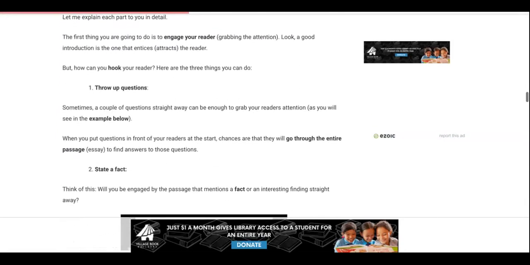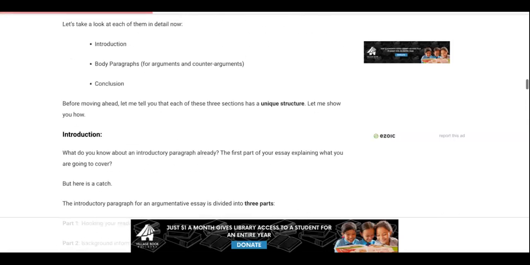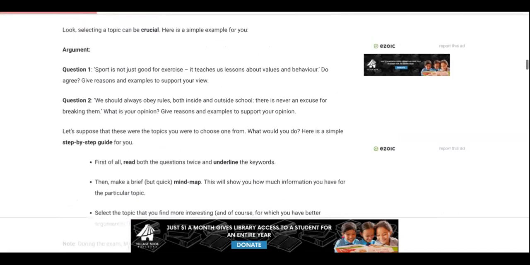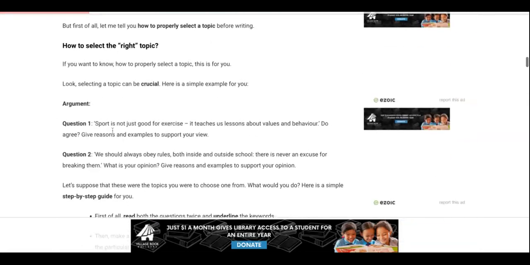A little bit, yeah. Can you kind of give like a little example for it? Yeah, yeah, for sure. So let's say I go back to the topic of the sports thing, right? Sports is not just good for exercise, it teaches us lessons and values and behavior. Do you agree? Give reasons and examples to support your view.